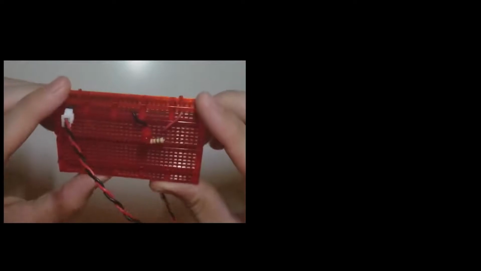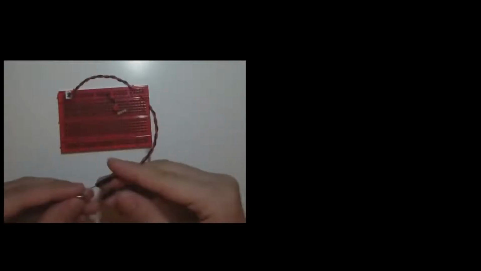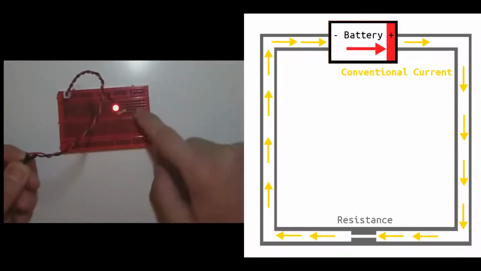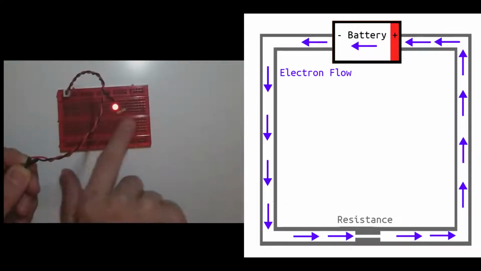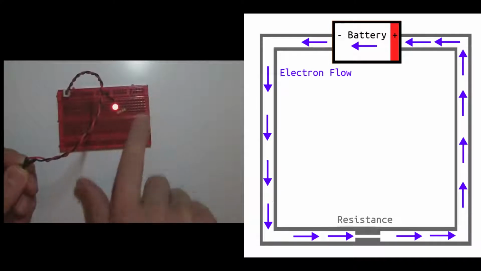Let's have a look at a simple circuit on a breadboard. We have a red LED being powered through a 10 kilo ohm resistor. Red wire is positive and black wire is negative. We have a coin cell battery providing 3 volts. Conventional current will flow from the positive terminal through the circuit to the negative terminal, and electron flow will flow from the negative terminal through the circuit to the positive terminal.